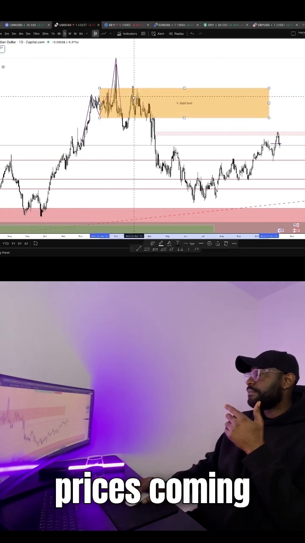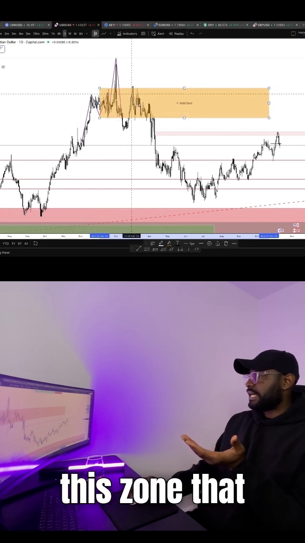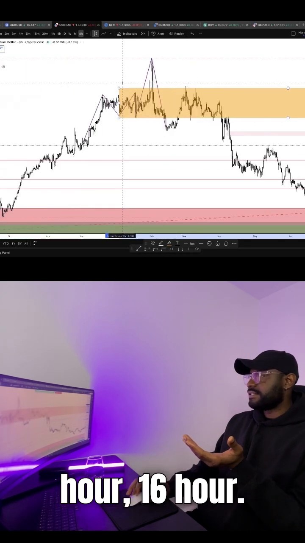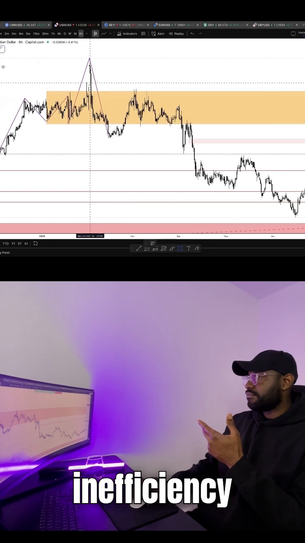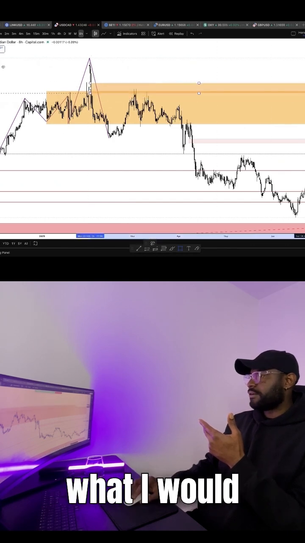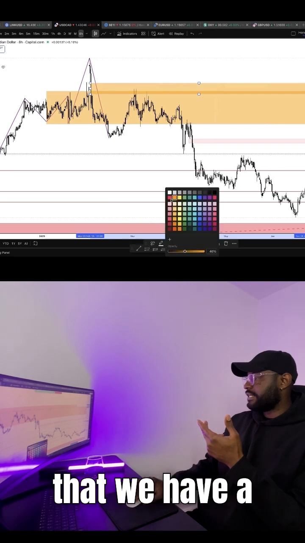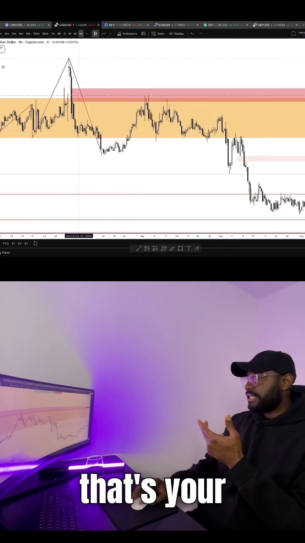Now, the moment price is coming here, you're just looking for confluences resting inside this zone that will align with this trade. You literally go to 8 hour, 4 hour, 16 hour. Look for anything that you can see, maybe an inefficiency, most likely for me. That's what I would prefer to see. And right here, you can see that we have a very nice inefficiency resting right there. And that's your key level.